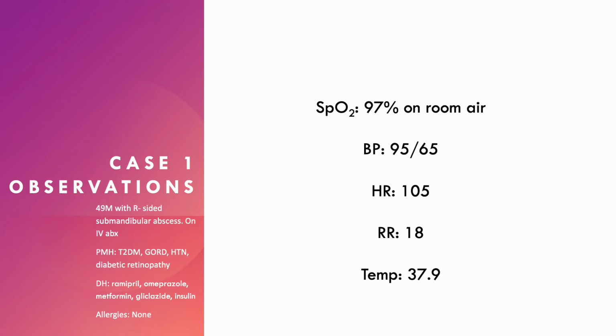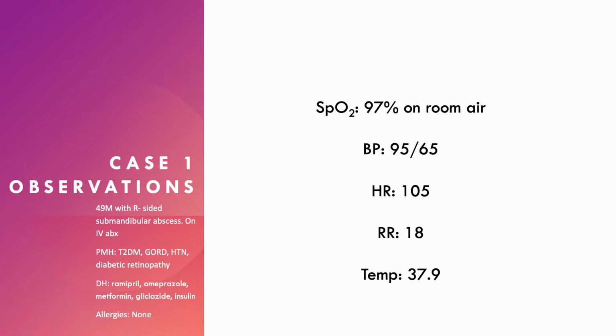So you've got some observations for the patient. You can see that his oxygen saturations are 97% on room air. He has a blood pressure of 95/65, a heart rate of 105, a respiratory rate of 18, and a temperature of 37.9. So what do you think of these? We'll work through them. So his oxygen saturations are normal. He's oxygenating fine on air. His blood pressure is 95/65.